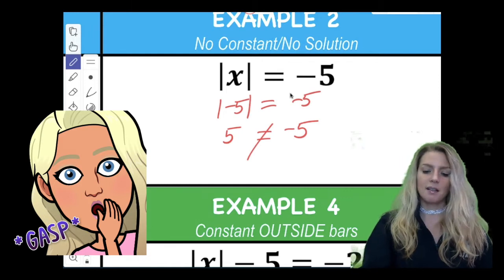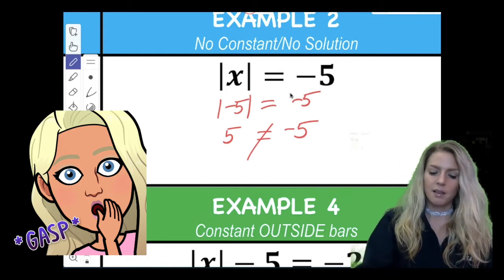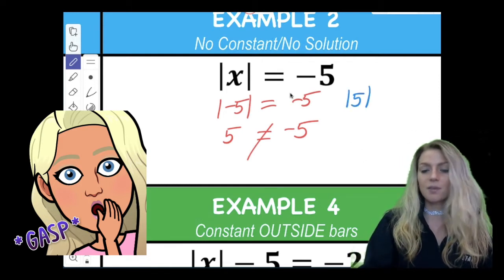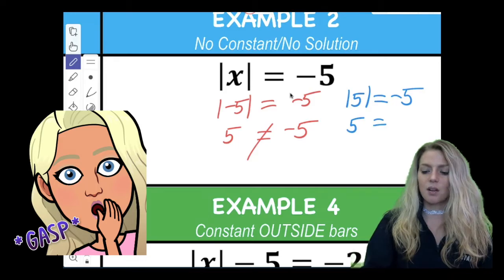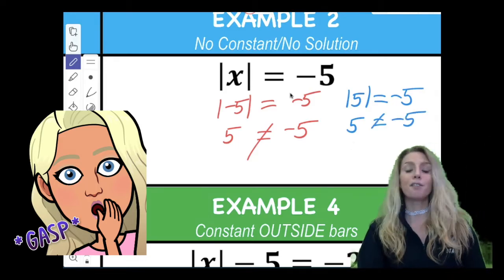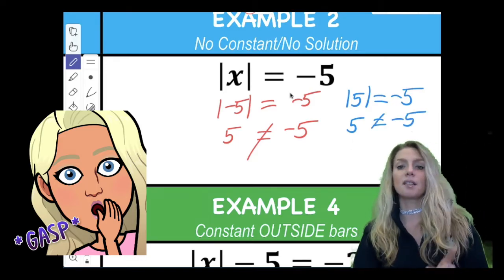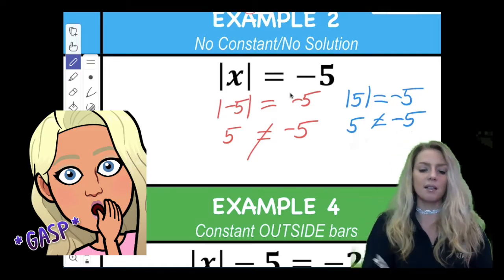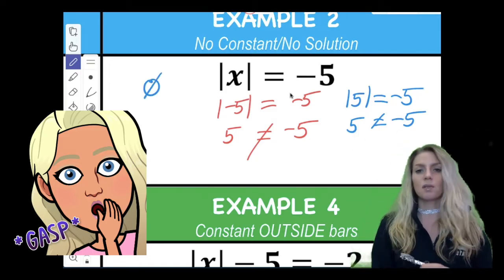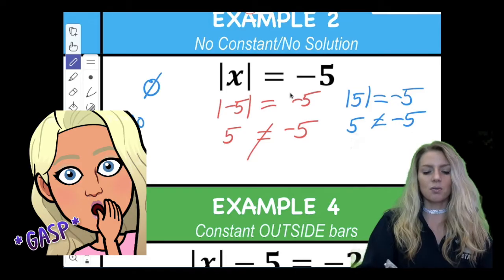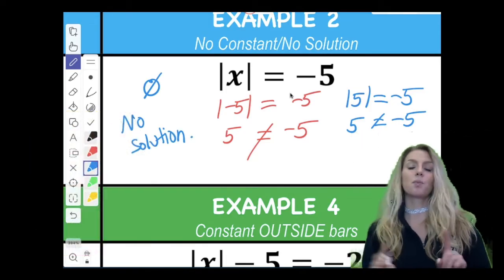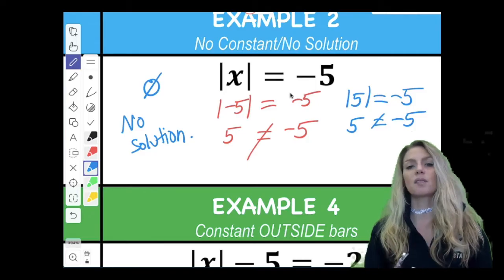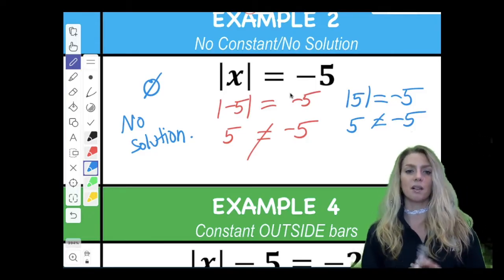Even if I plugged in positive 5, the absolute value does not mean do the opposite. It's positive always. So this is also not true. Therefore, if there's nothing outside the bars and the total of your equation is negative, there's no solution. So a 0 with a slash, no solution, will actually work here. It doesn't exist. So be careful. When there's nothing outside the bars and the total's negative, there's no solution whatsoever.